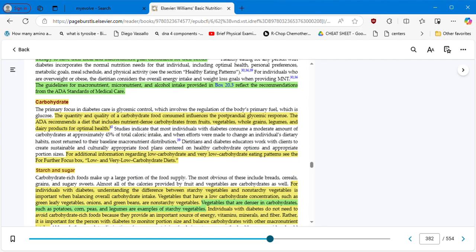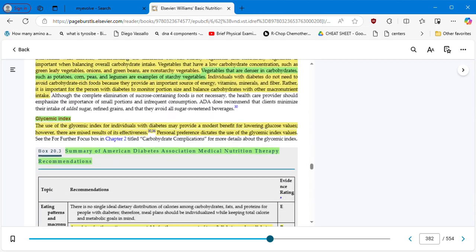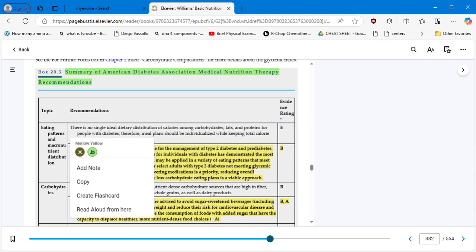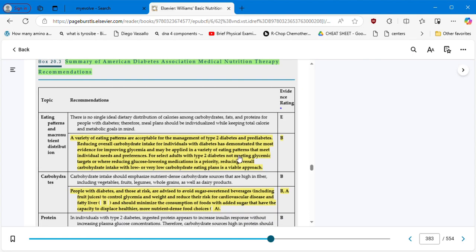So we are going to go see the box. Box 20.3, Summary of American Diabetes Association Medical Nutrition Therapy. Okay, let's see the recommendations. So here they are presenting different types of recommendations, and you see an evidence rating. This evidence refers to the studies that were conducted, and when the evidence rating is A, it means that it's really reliable. A and B are really reliable. Evidence level E is not as reliable as evidence A.